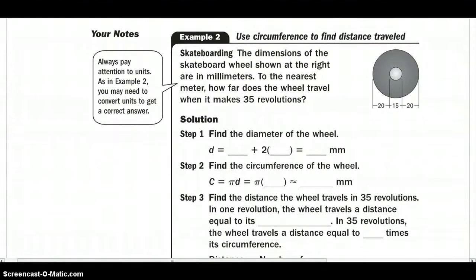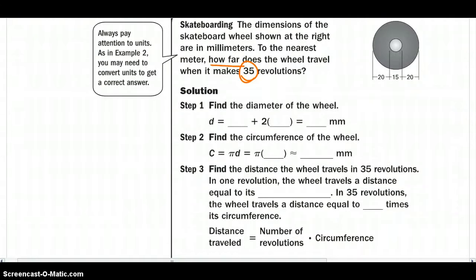So we have a skateboard wheel shown at the right in millimeters. To the nearest meter, how far does the wheel travel when making 35 revolutions? So our step 1, we need to of course find the diameter. We can just add all of these up because the diameter goes through the center and is from one point of the circle to the other. They've given us those dimensions. So we'll say 15 plus 2 times 20 because we have 20 millimeters there. So our diameter would be 55 millimeters.